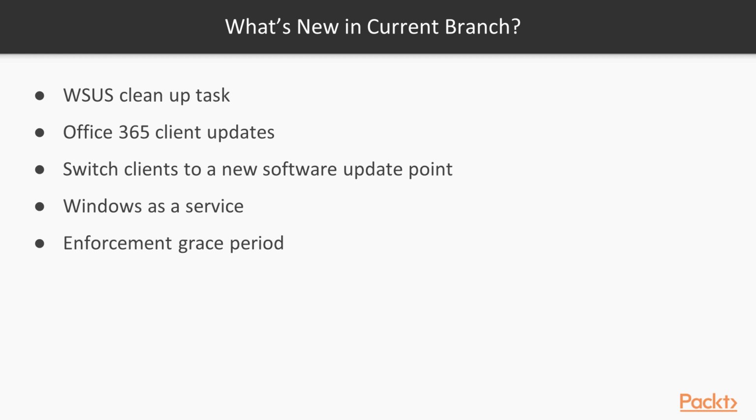Also, manage Office 365 client updates. Office 365 is a new product in the properties of the Software Update Point, or SUP. You can manually switch clients to a new software update point. This new option allows you to use the client notification area of the ConfigMgr console to tell clients to use a new SUP when your active SUP is not working.